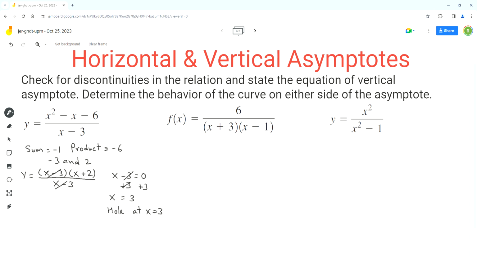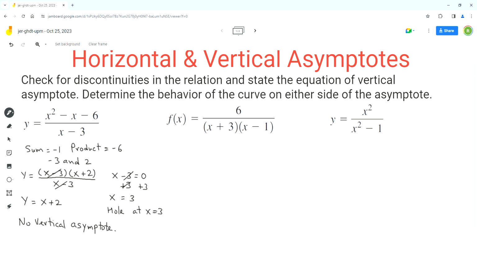Now we can rewrite this function as y equals x plus 2. Now this is a linear function and there is no x in the denominator. So that means there is no vertical asymptote in this rational function. So in this case we can write no vertical asymptote. So we are done with the first function.